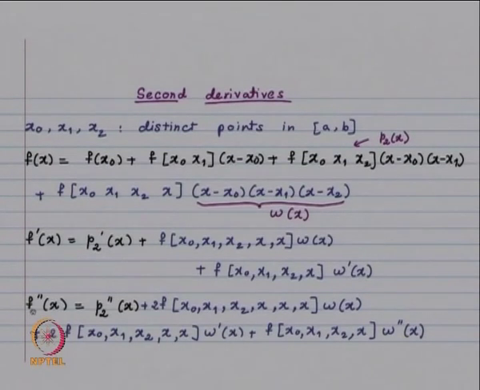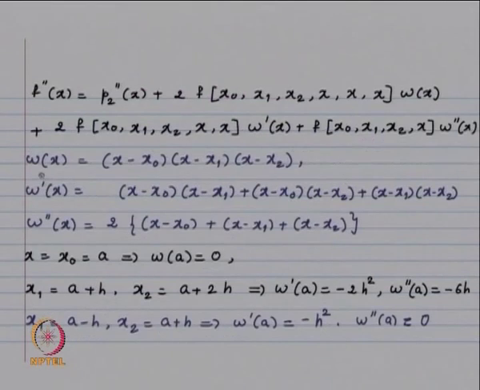So, f double dash x is approximately equal to p 2 double dash x, and this is going to be the error term. W dash x will be given by 3 terms: x minus x 0 times x minus x 1, plus x minus x 0 times x minus x 2, plus x minus x 1 times x minus x 2, and the second derivative is given by this formula.